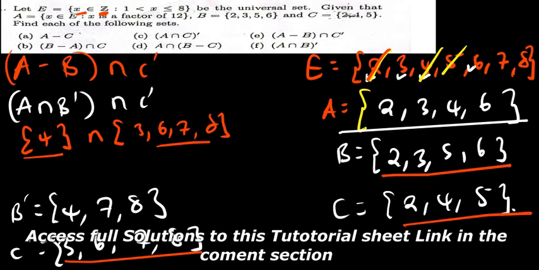So we intersect it with C complement. What is my C complement? My C complement is 3, 6, 7, 8. I can clearly see that there are no numbers which are found in this and that. So therefore this is the empty set. Interesting, right? So this is how you go about question 1.